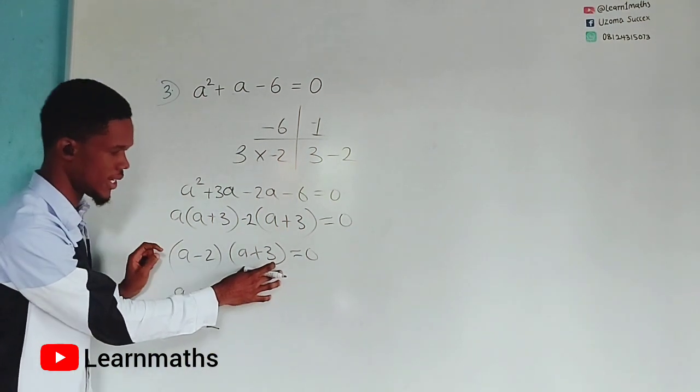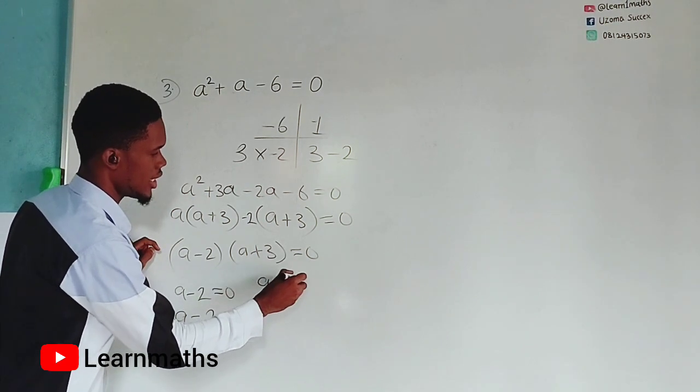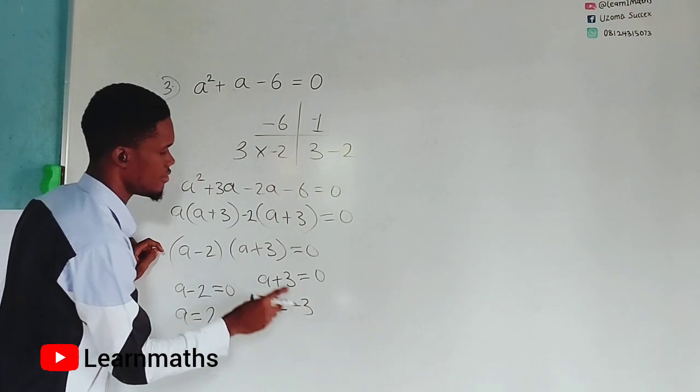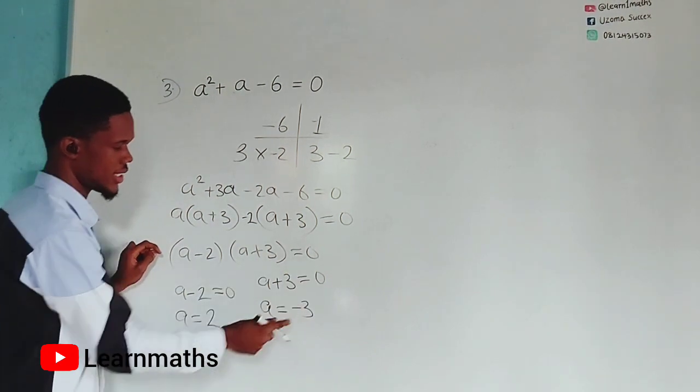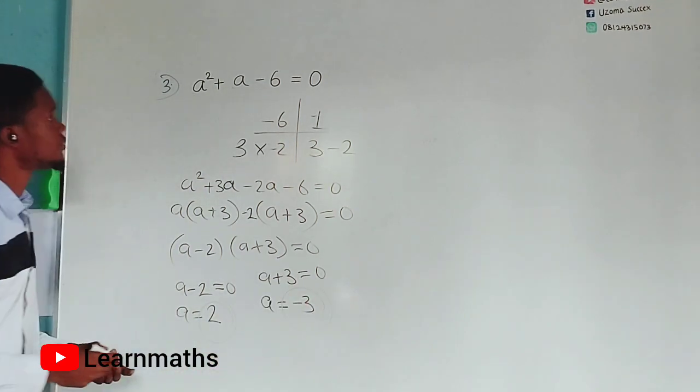Now, moving over to this bracket, we're going to have a plus 3 equal to 0, right? So a is going to be equal to minus 3. If you send positive 3 over, it becomes negative. So our two values for a are 2 and minus 3.